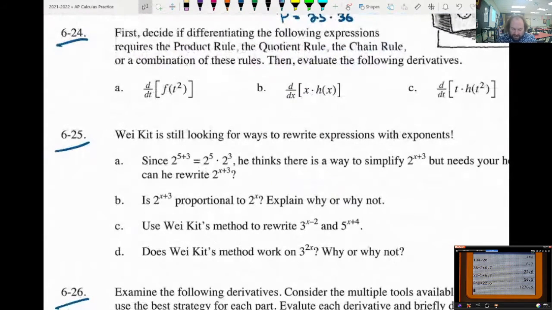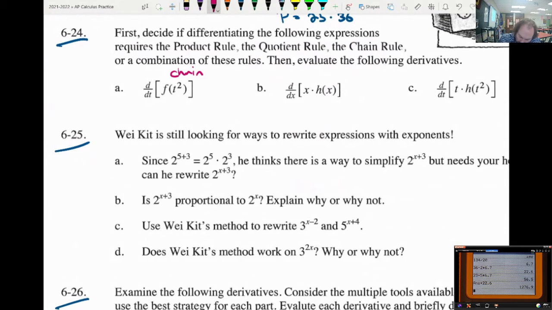6.24: we're going to decide if differentiating the following expressions requires product, quotient, chain rule, or a combination, and we're going to evaluate the derivatives. In this case, the first one is just a straight-up chain rule, because the derivative with respect to t of f of t squared is a separate function inside of f of t.